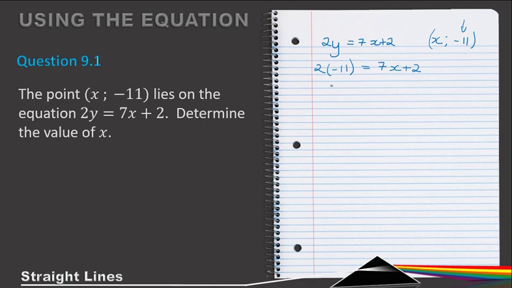But first I'm just going to simplify this side. This is minus 22 equals 7x plus 2. Right, and then I'm going to bring my terms that contain x to the left-hand side, my constants to the right-hand side. We have negative 7x equals 22 plus 2. And then negative 7x is equal to 24. So x is then equal to negative 24 over 7.